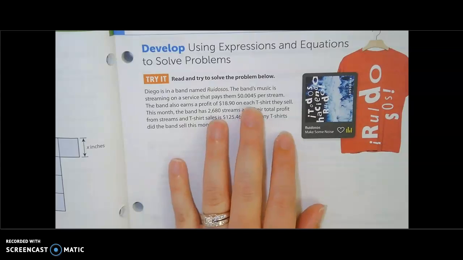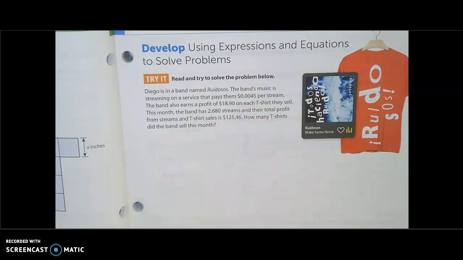Rudisosus. The band's music is streaming on a service that pays them 0.0045 per stream. The band also earns a profit of $18.90 on each t-shirt they sell. This month, the band has 2,680 streams, and their total profit from the streams and t-shirt sales is $125.46. How many t-shirts did the band sell this month?